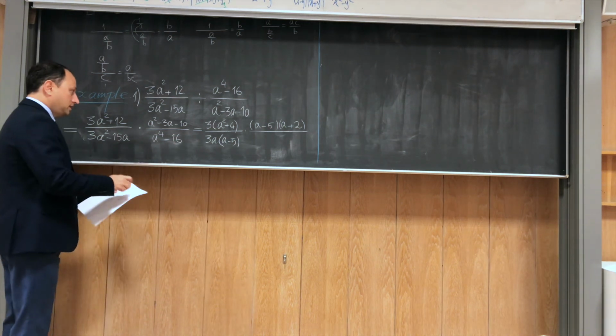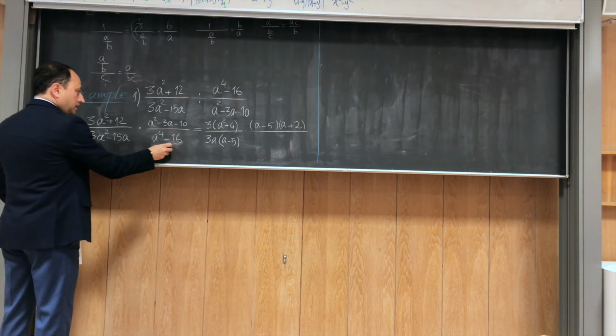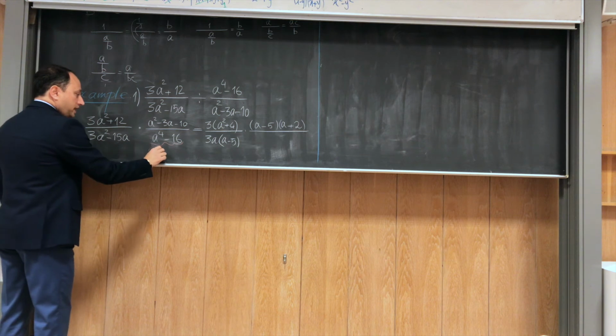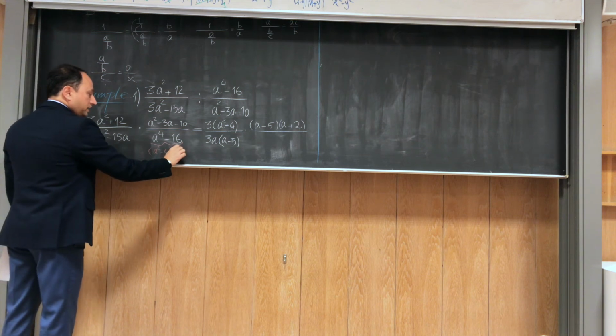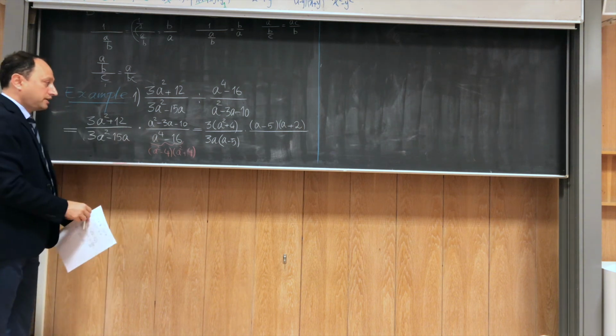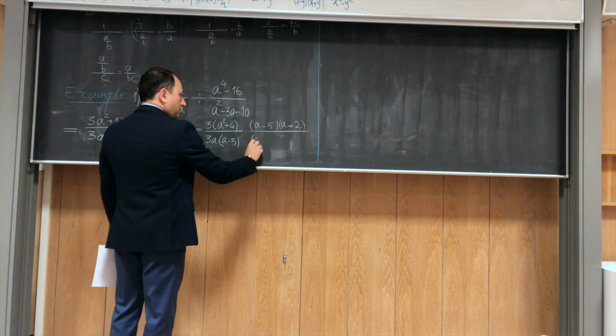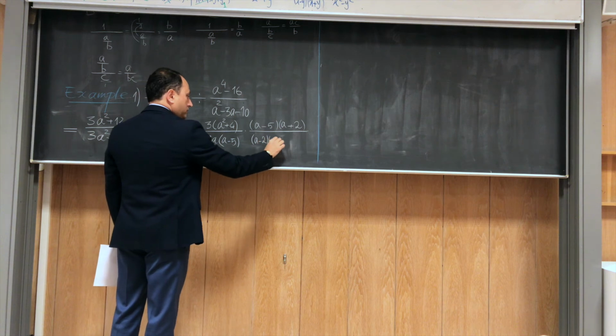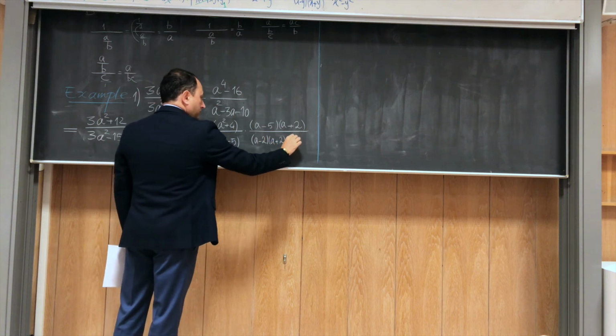Let me just write it here below. This can be factorized to a squared minus 4 using the conjugate pattern. But this one, a squared minus 4, can be factorized more. So then it becomes a minus 2, a plus 2, and a to the 2 plus 4.